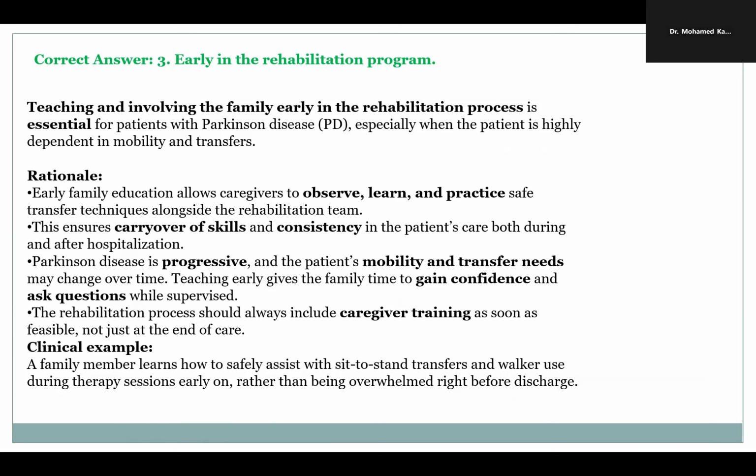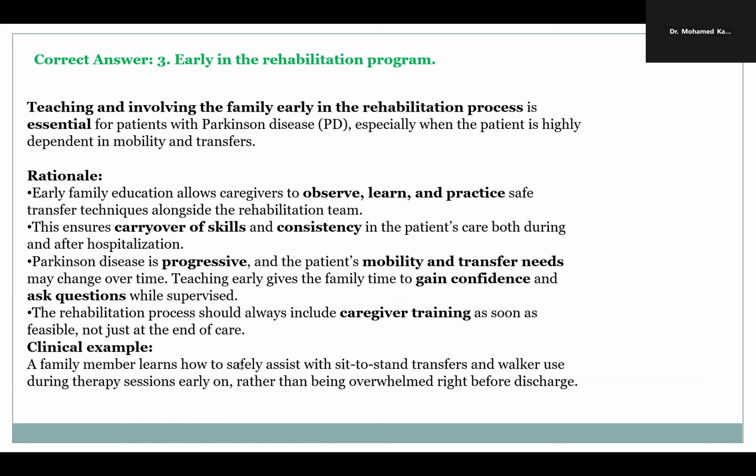I will not wait until the patient is going home and then start that. I will not wait until the patient is ready to be discharged. I cannot wait to do that. I have to do that early on. So let's give an example.